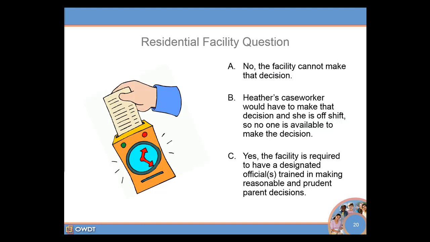Heather is 17 and in a residential facility. She has been allowed to get a part-time job at a local restaurant where she is allowed to work afternoons and evenings, not past her curfew. On a Friday night, the restaurant is understaffed and they ask Heather to stay an hour past her shift. Heather calls the facility to get permission. Is this a decision that the facility can make?